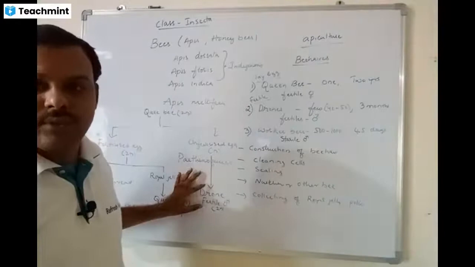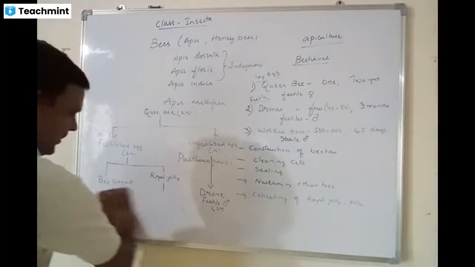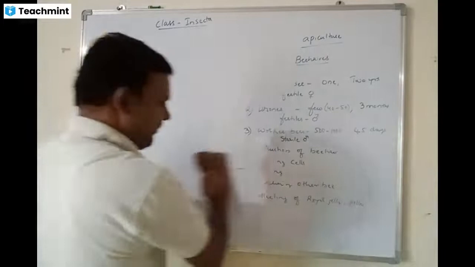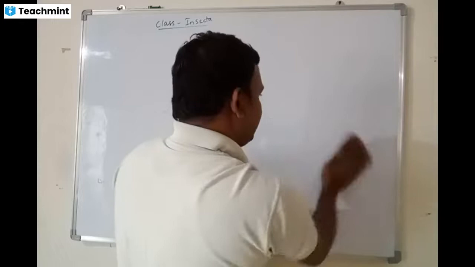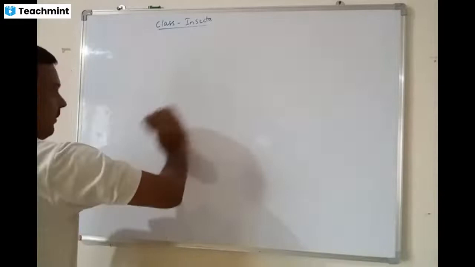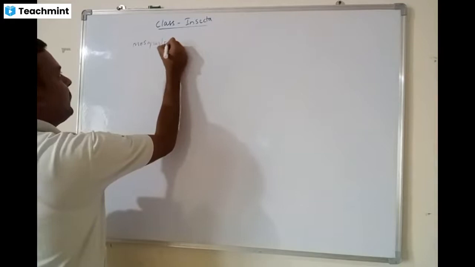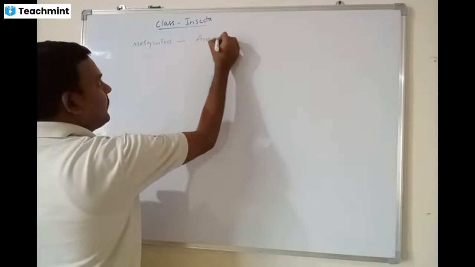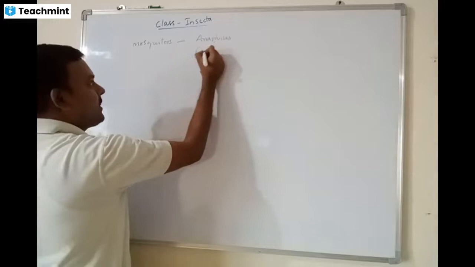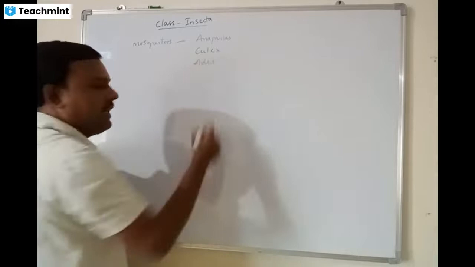Okay, now we'll move on to the mosquitoes. We know that mosquitoes play many roles in transmitting diseases, and there are three important varieties. One is Anopheles, and the varieties Culex and Aedes. These are the three important varieties of mosquitoes.